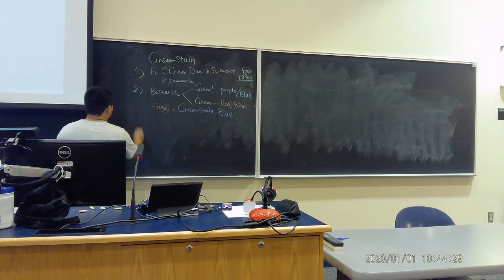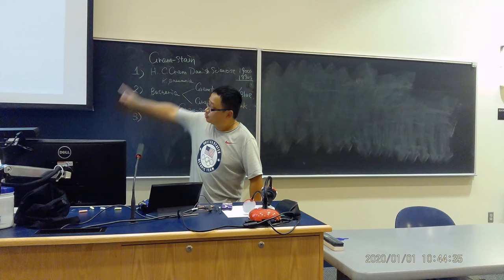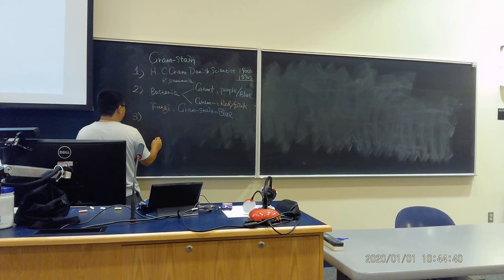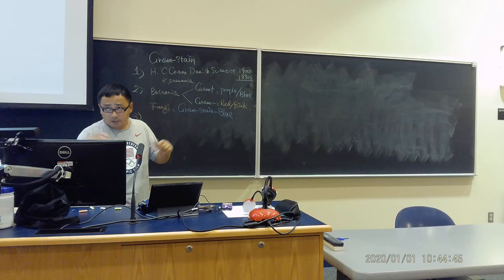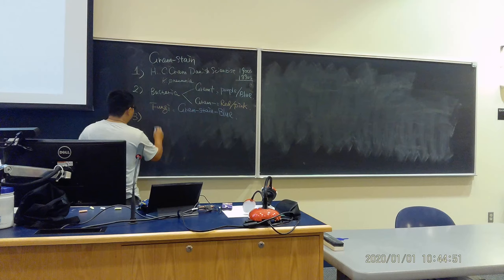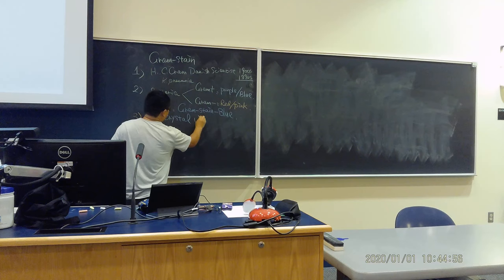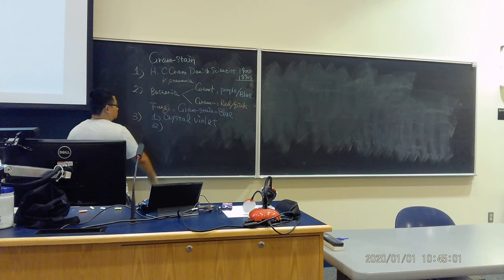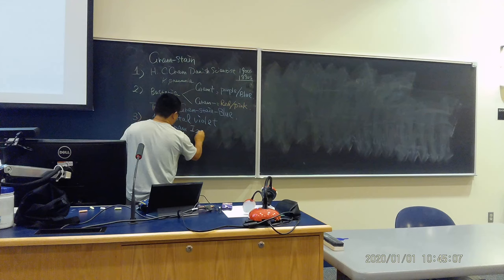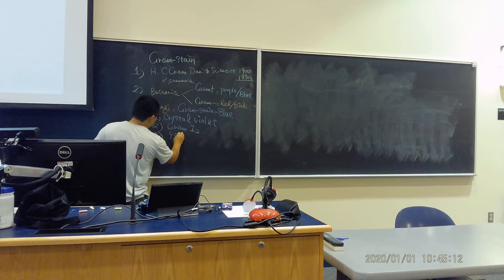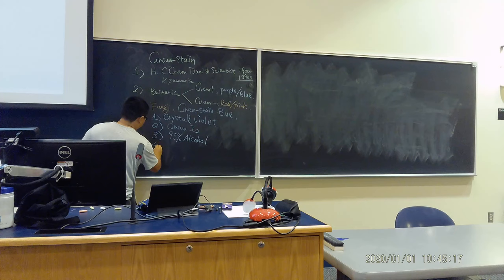Okay, number three. What are the major steps of Gram stain? Which is right there. We will practice in the lab again and again. The basic thing is make a smear, like we did before with the simple stain. But the major steps are these four steps. Number one is crystal violet. Number two is Gram's iodine. Number three is we add 95% alcohol. Number four is we add safranin.